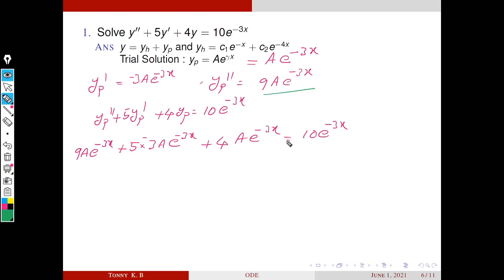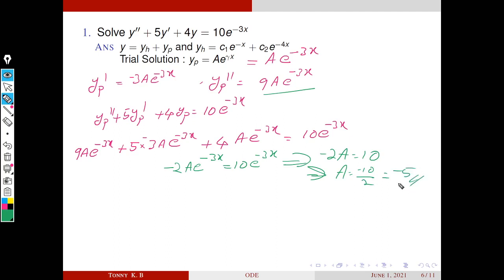Then comparing the left and right side, by taking the sum of the left side, this becomes minus 2A e raised to minus 3x, because this is minus 5... Okay, so minus 2A e raised to minus 3x equal to 10 e raised to minus 3x. Then comparing the coefficients, this implies minus 2A equal to 10, and this implies A equal to minus 10 by 2, that is equal to minus 5. So this is our trial solution. So our particular integral yp is equal to minus 5 e raised to minus 3x.